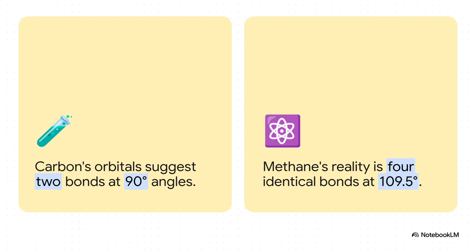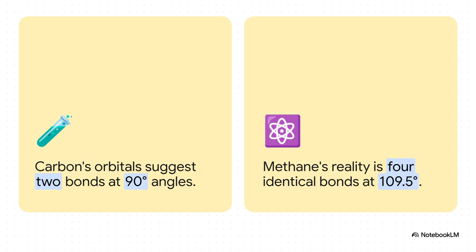To get to the bottom of this, let's grab our first piece of evidence, the methane molecule, CH4. Now, if you just look at the basic electron orbitals of a carbon atom, our simplest theory would suggest it should form bonds at 90-degree angles. But when we actually go out and measure a real methane molecule, we find something totally different. 4 bonds, all completely identical, and all spread out at this very specific 109.5-degree angle. So we've got a problem, right? Our simple theory and reality just don't match up.